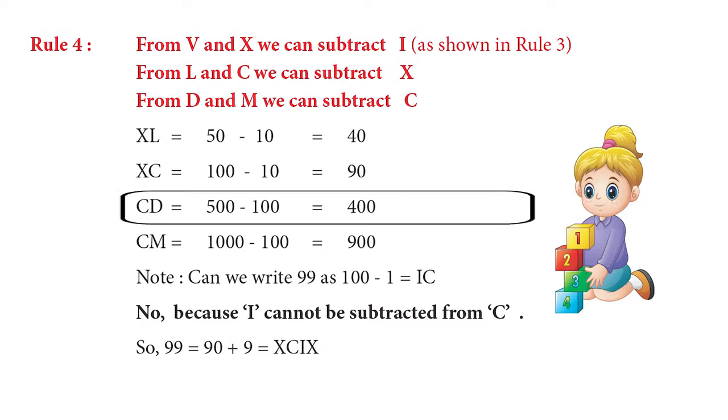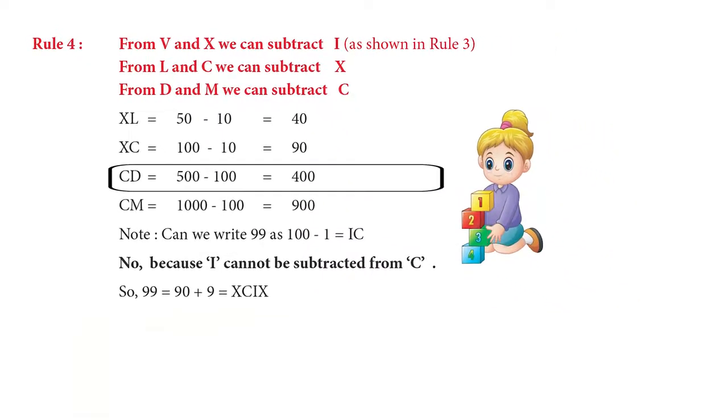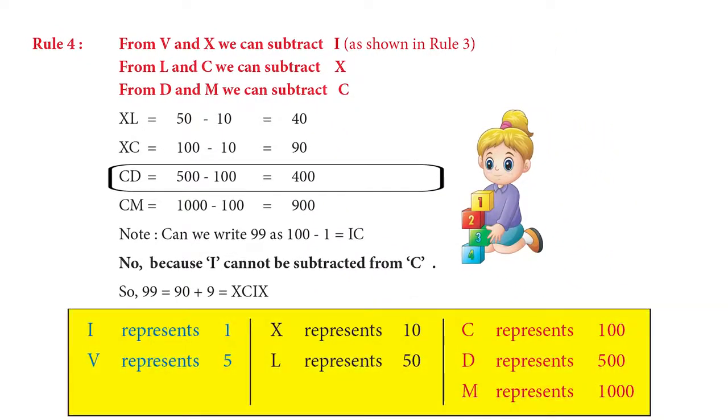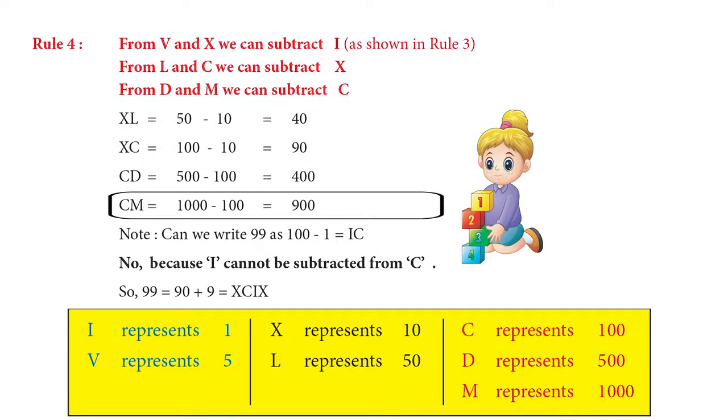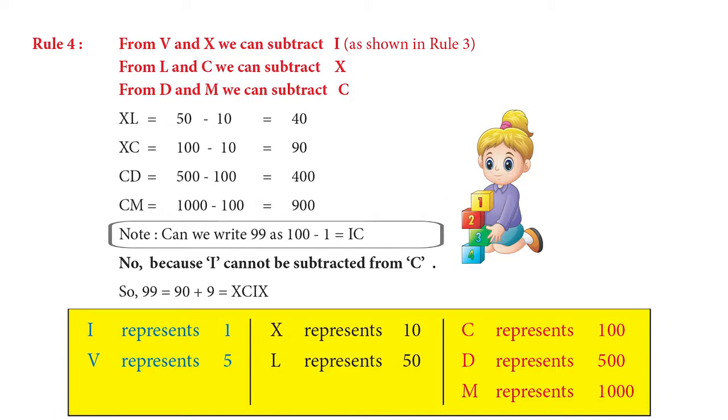There is 100 and then there is 500. So C is smaller than D, so we subtract 100 from 500, we get the answer 400. Yes, and then M is 1000 and C is 100. The alphabet M has the value of 1000 in Roman letters, and alphabet C has the value of 100. So we subtract 100 from 1000, we get the answer 900. All right, look at the note, important.